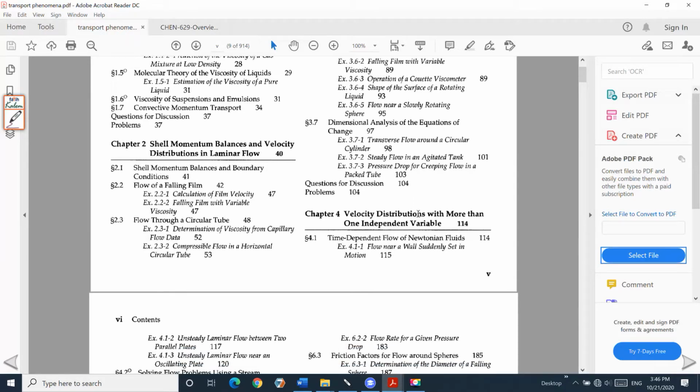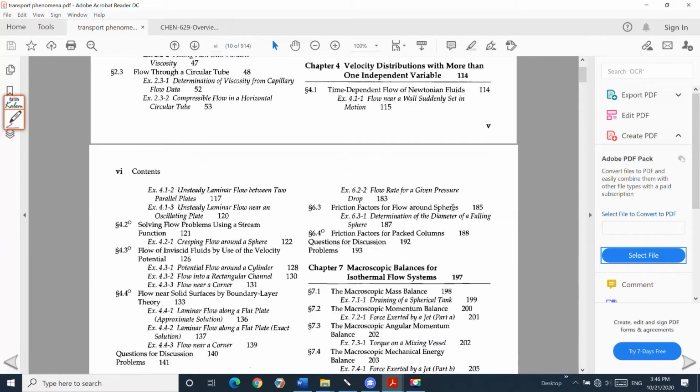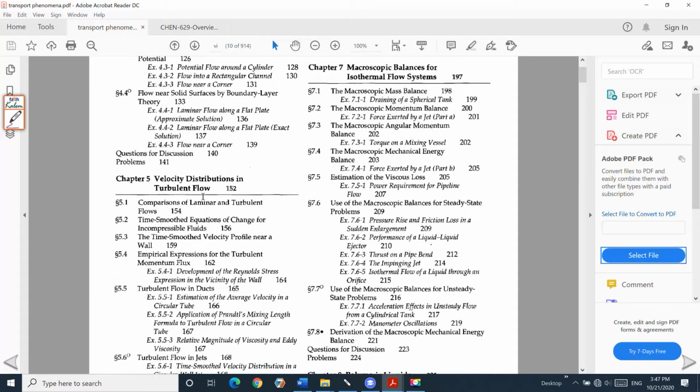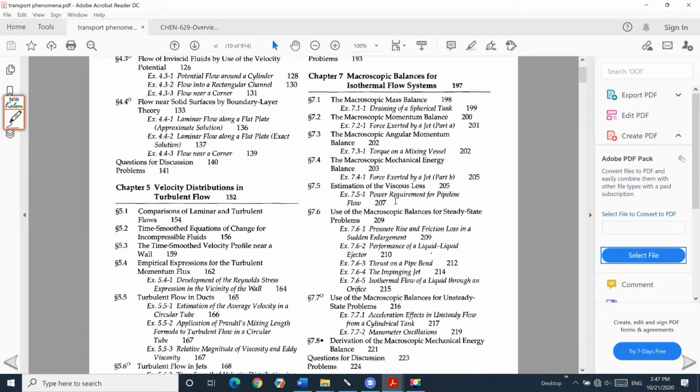Let's say inside your system, you try to model and measure the temperature with respect to different coordinates, let's say x, y, z, or with respect to time. That's why we call it more than one independent variable. Then chapter 5 is velocity distribution in turbulent flow, and chapter 6 is interphase transport in isothermal systems.